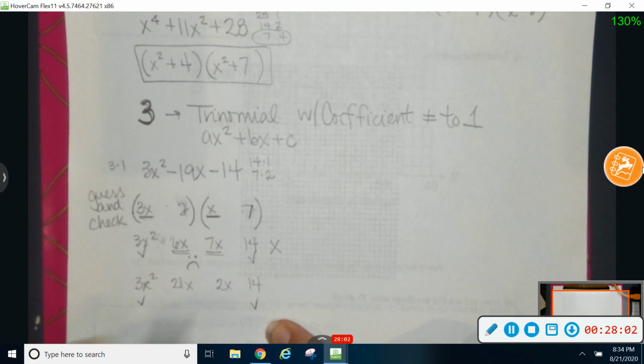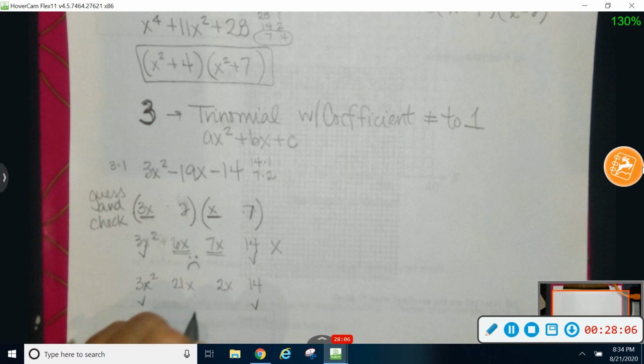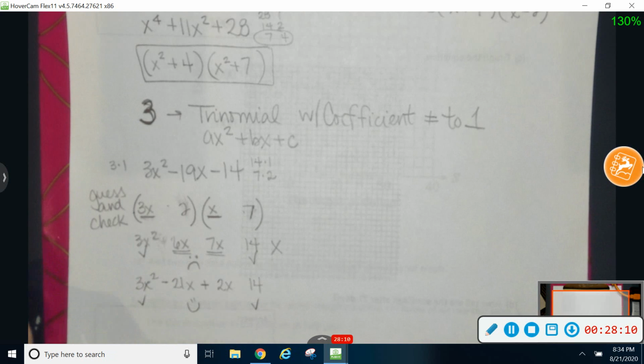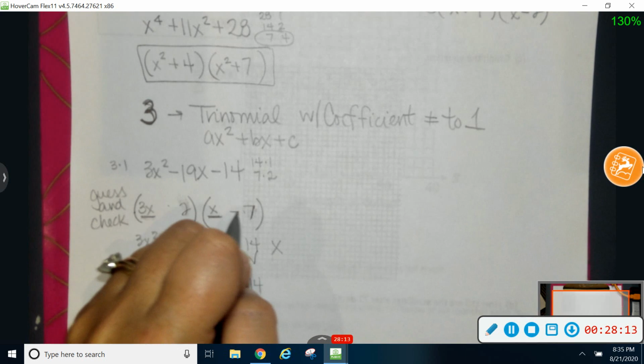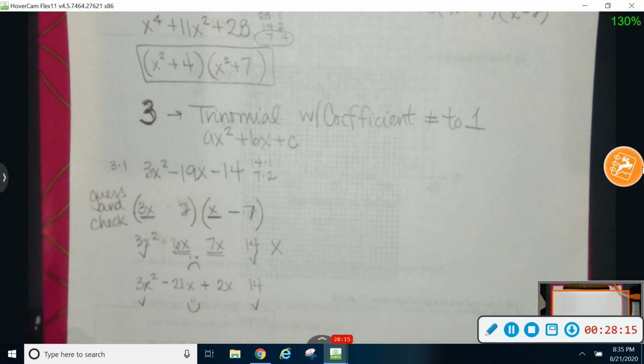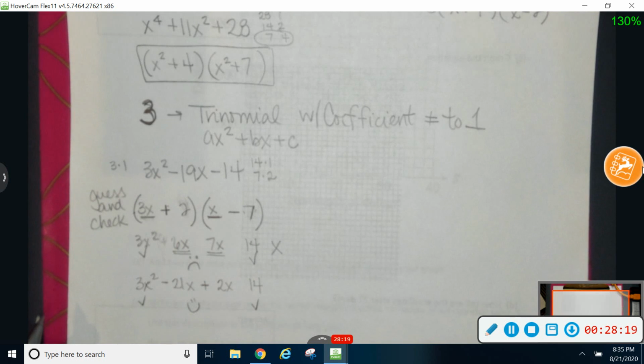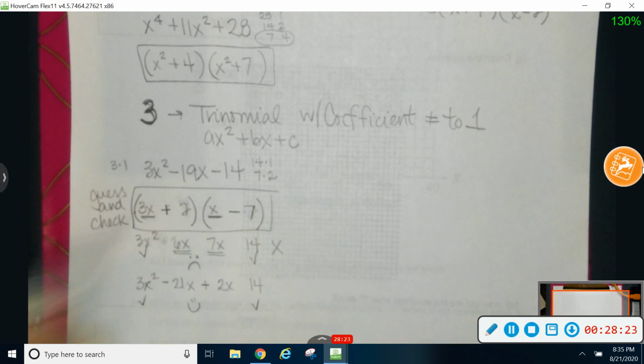So again, yay for the front, yay for the back. Will 21 and 2 take me to 19? Yes, if I get a minus 21 and a plus 2. So that tells me I need my negative with that 7 to give me the 21, and a positive with the 2 to get me the 2x. There would be my factors.